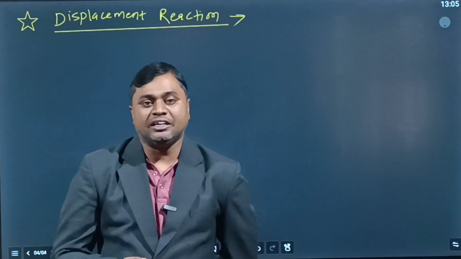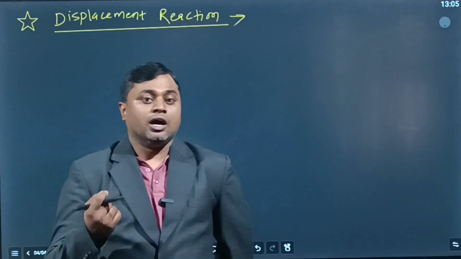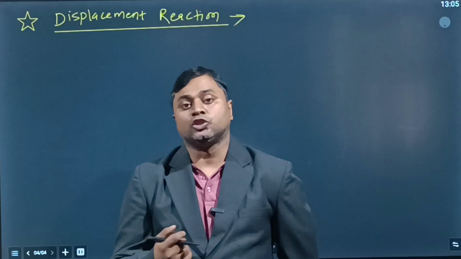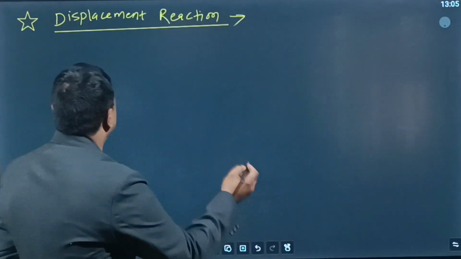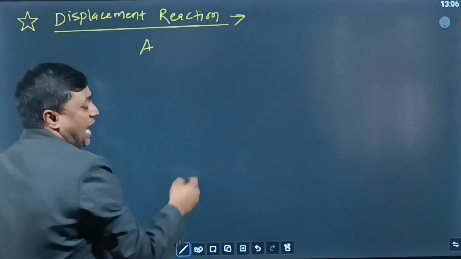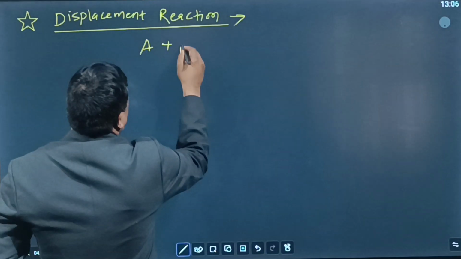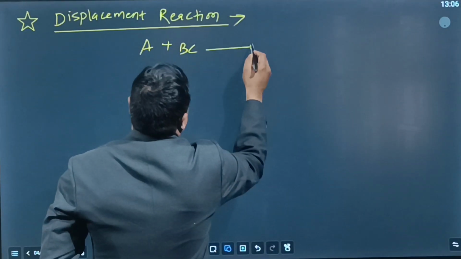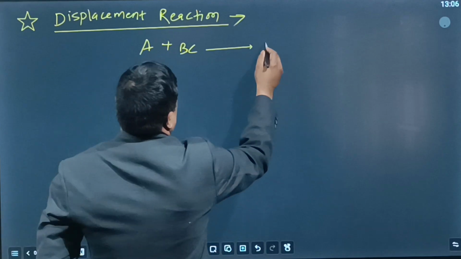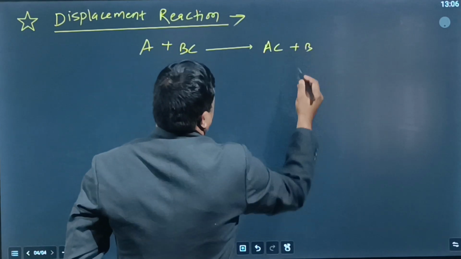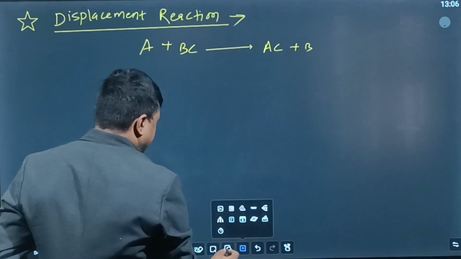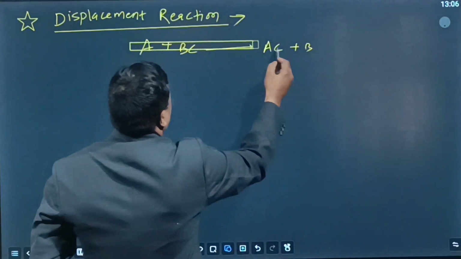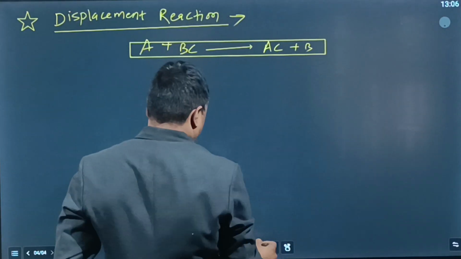It is a type of chemical reaction in which a more reactive element generally displaces a less reactive element from its salt solution. Generally we represent a displacement reaction as A plus BC gives AC plus B, children. Here, what is the condition? A must be more reactive than B.